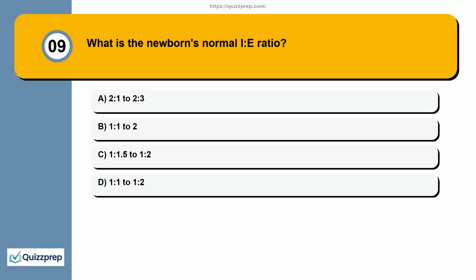Question 9. What is the newborn's normal IE ratio? 2:1 to 2:3, 1:1 to 2, 1:1.5 to 1:2, 1:1 to 1:2.